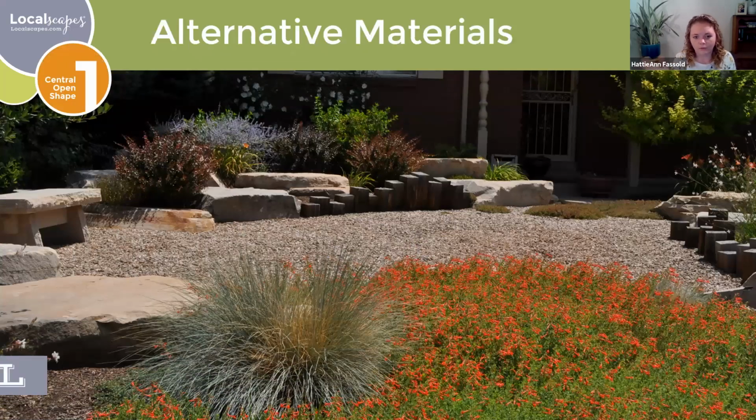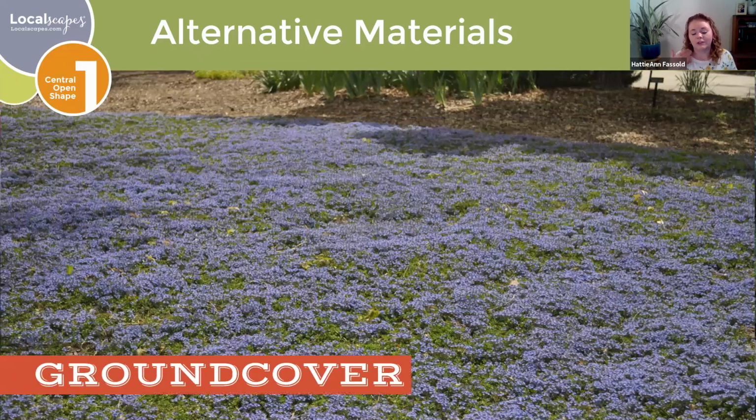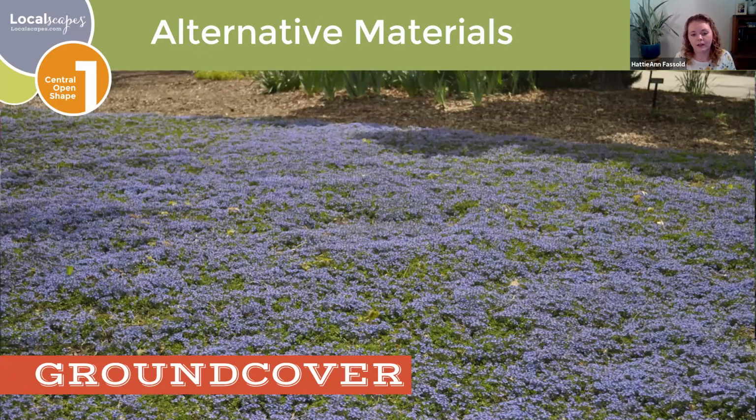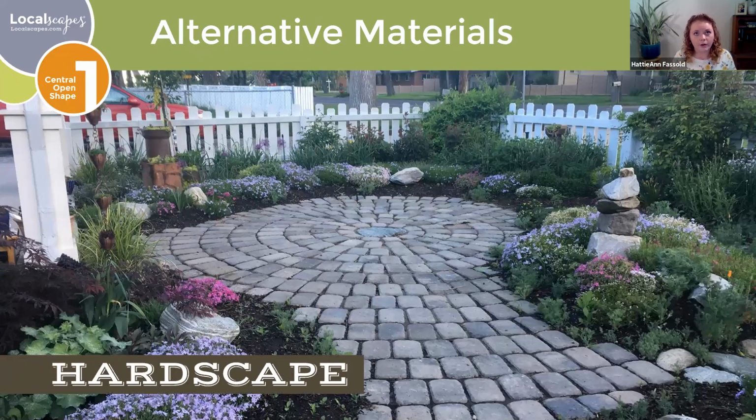Again, I talked about alternative materials before. Gravel, you can do kind of a ground cover type of thing. You can do pavers or brick or something like a hardscape. It's just an area for the eye to rest on in the midst of your plant beds, right?